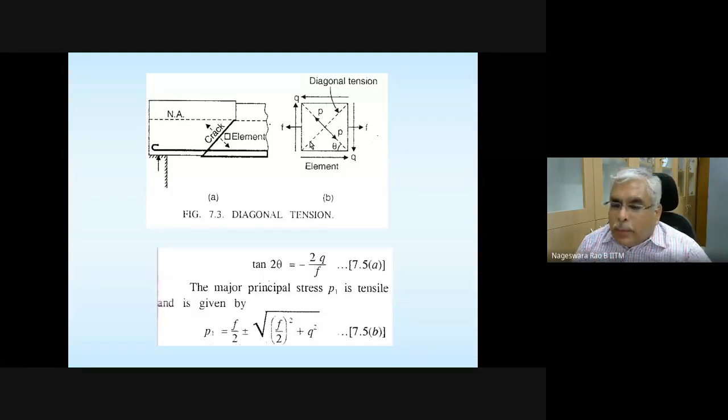Please note these points are very, very important. When you visit your apartment building or something like that, please see if there are some hairline cracks, see the orientation of those cracks, and try to see whether you can give an explanation based on these concepts. And please note that these equations are for homogeneous sections, but it doesn't matter. We can roughly get an idea about the orientation of the cracks.